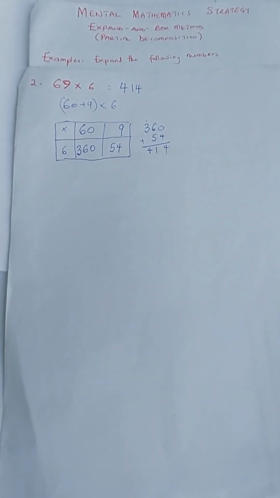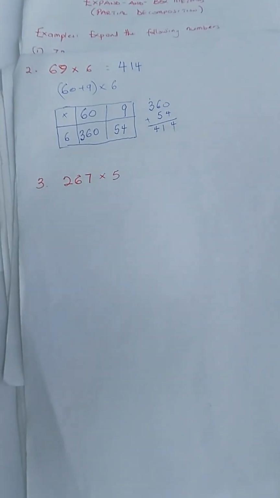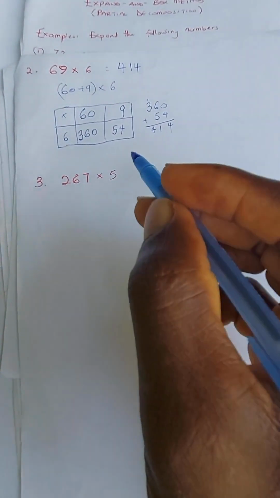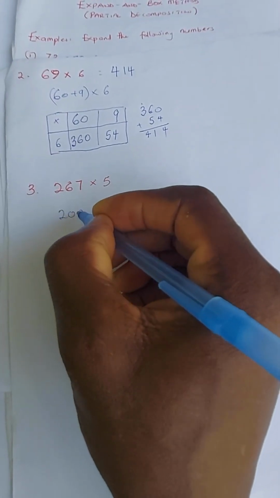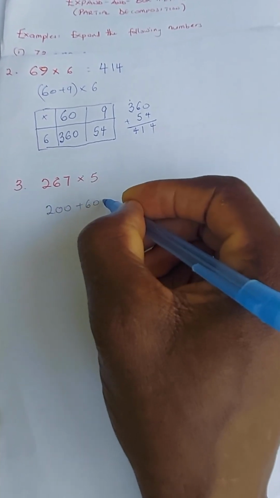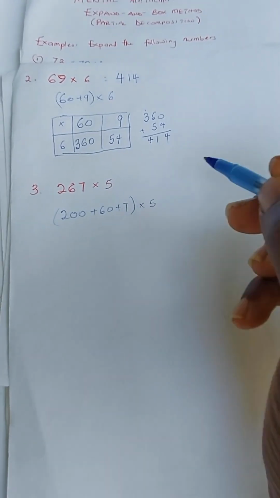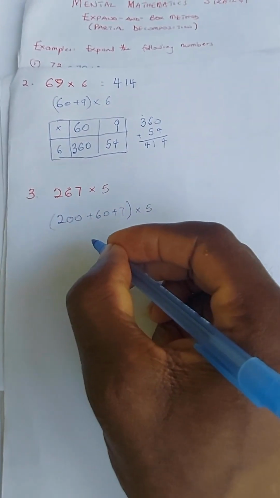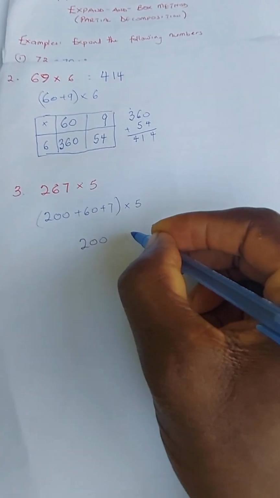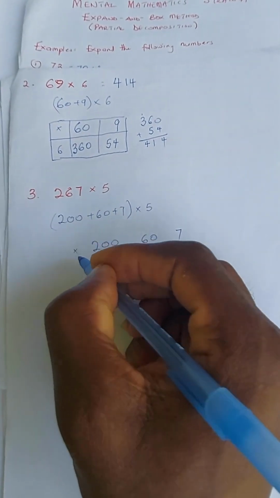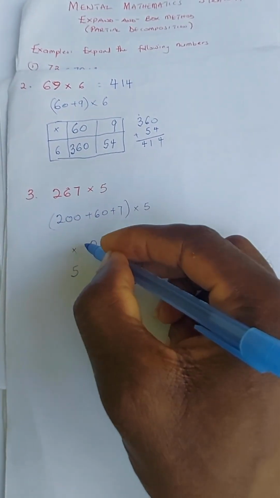Alright, let us try 2 more examples, of which one is a 3-digit number and the other is a 4-digit number. And so we have 267 times 5. So we expand 267 to give us 200 plus 60 plus 7. All of this times 5. So you put this in a box. So you get 260 and 7 being multiplied by 5.